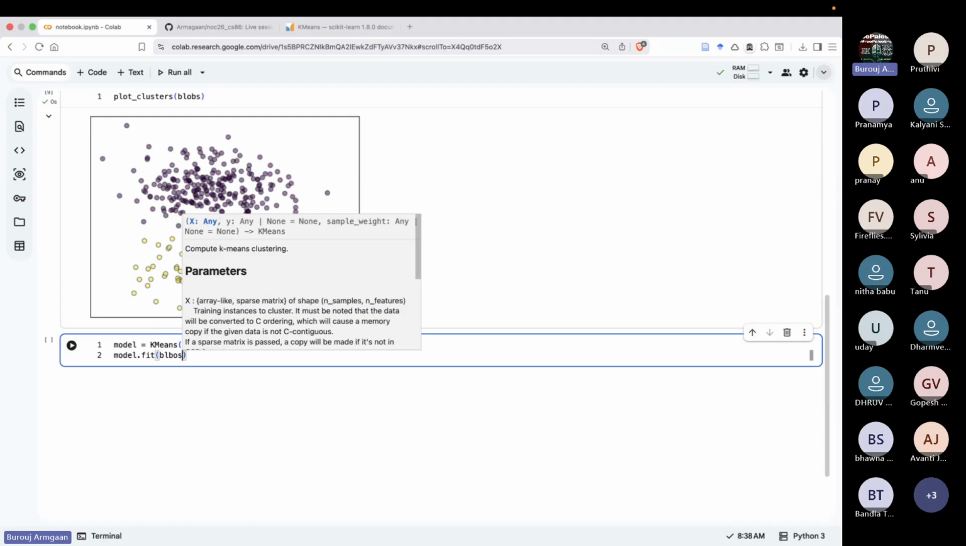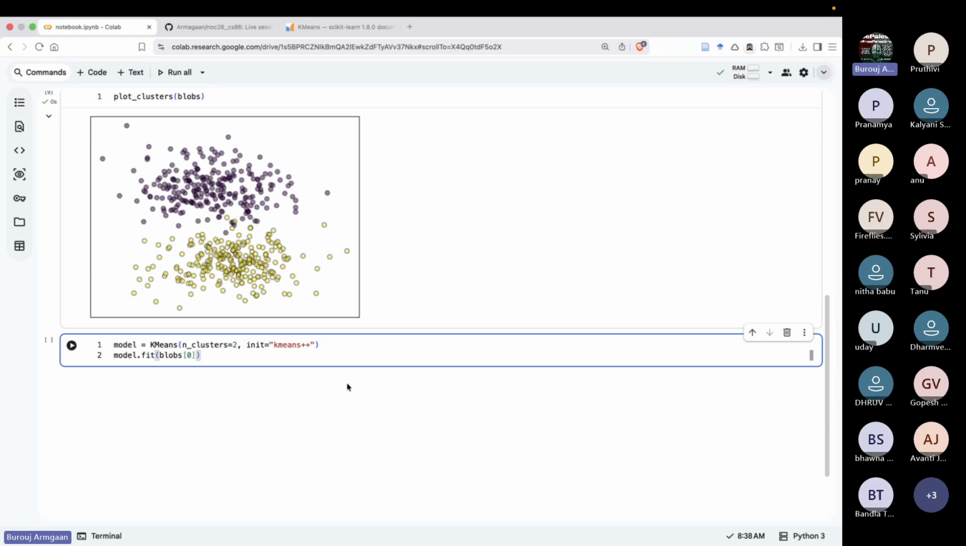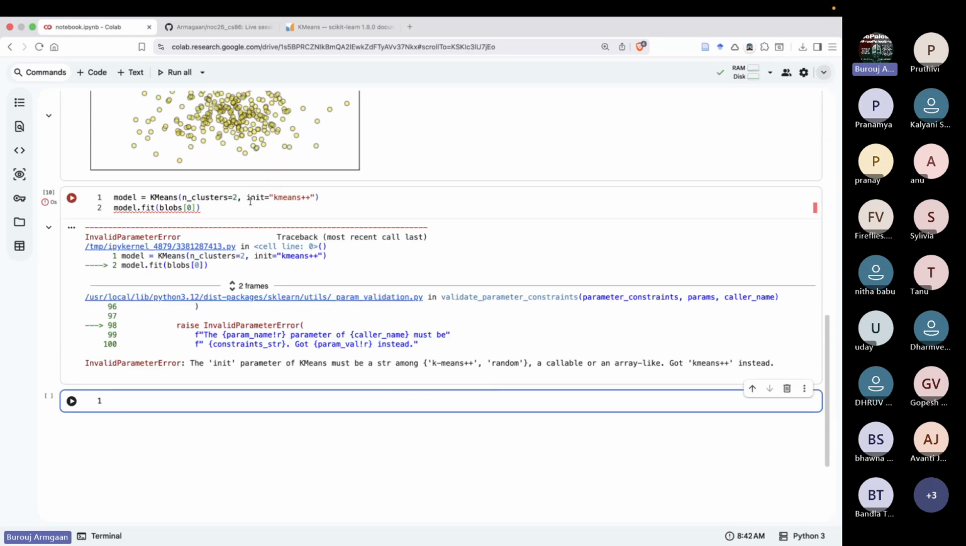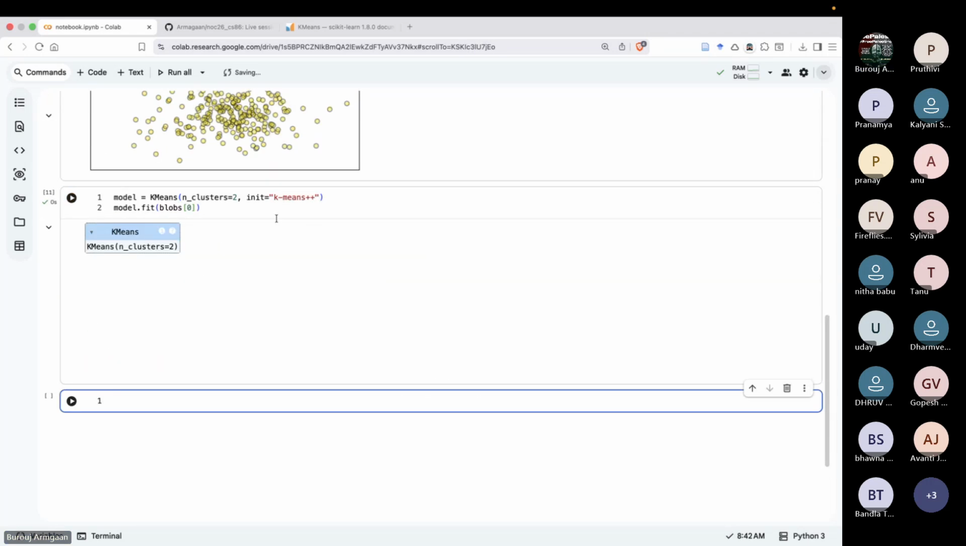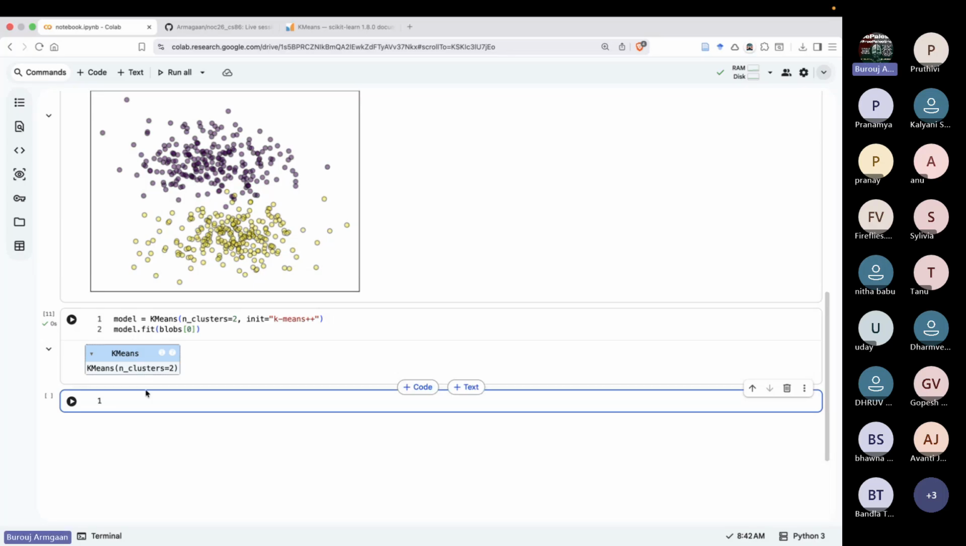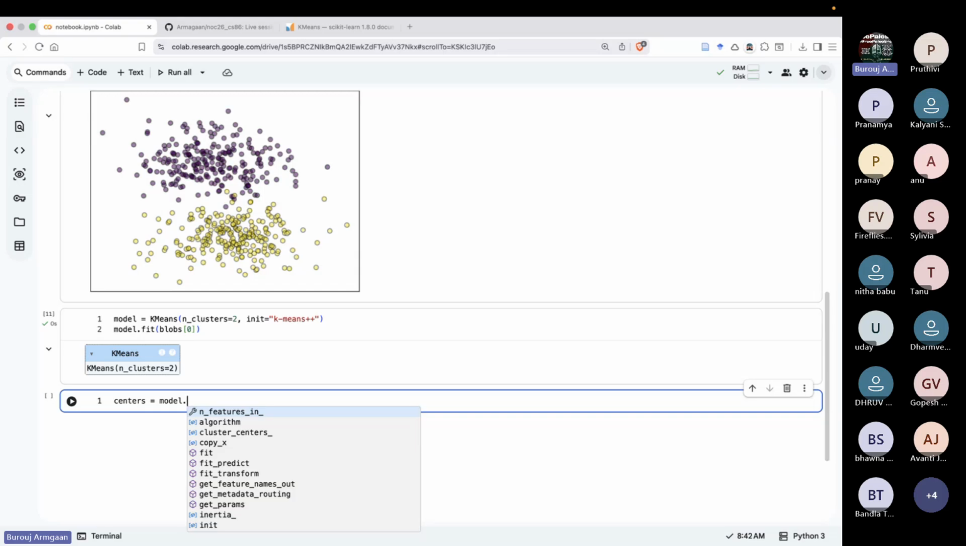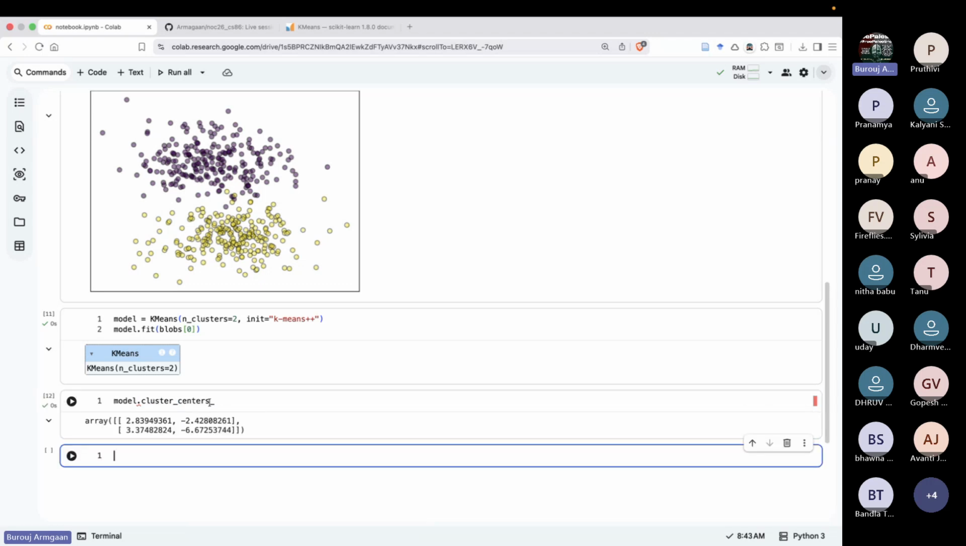What do we pass? We pass the coordinates of this thing, model.fit. Let's see what we get. Must be k-means. All right. So we essentially got this thing. If we would like to get the centers, we can say model.cluster_centers_. We just print these, so we get this.